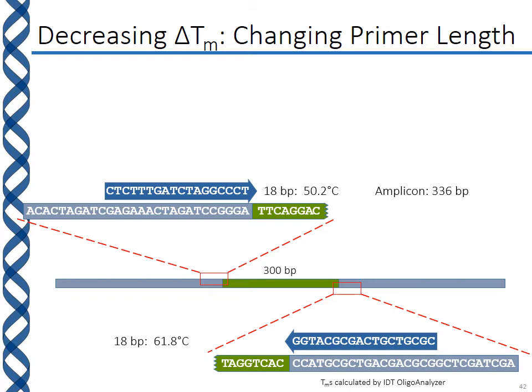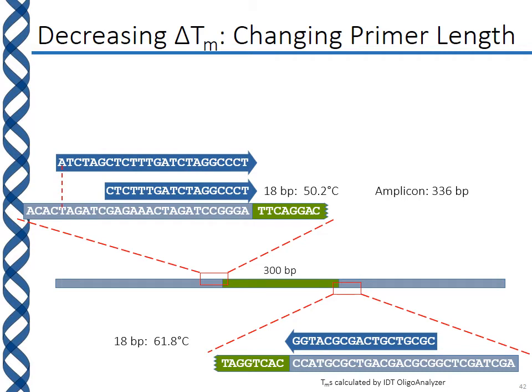Keep in mind that the PCR product, the amplicon, would be the 300 base pairs in the middle, but then it would also include the DNA that comprises both of the primers. So 300 plus 18 is 336. So that's where that number comes from, because the primers do become part of the final amplicons.